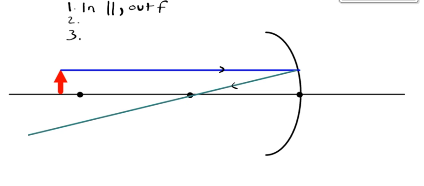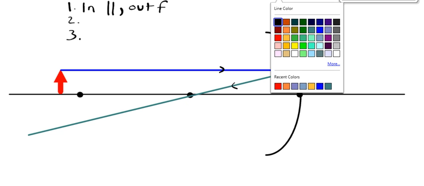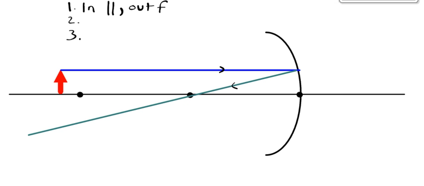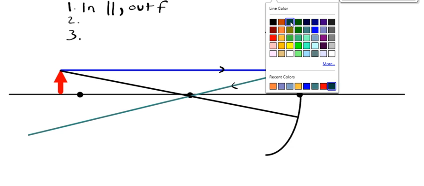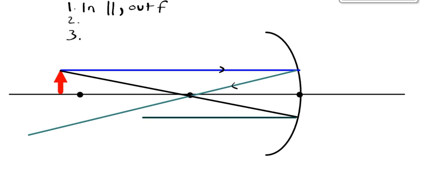The second line does the exact opposite thing. It goes in through the focal point and it bounces out parallel. And once again, toss a couple arrowheads on there. In and out. So there's my second line, which goes in through the focal point and out parallel.